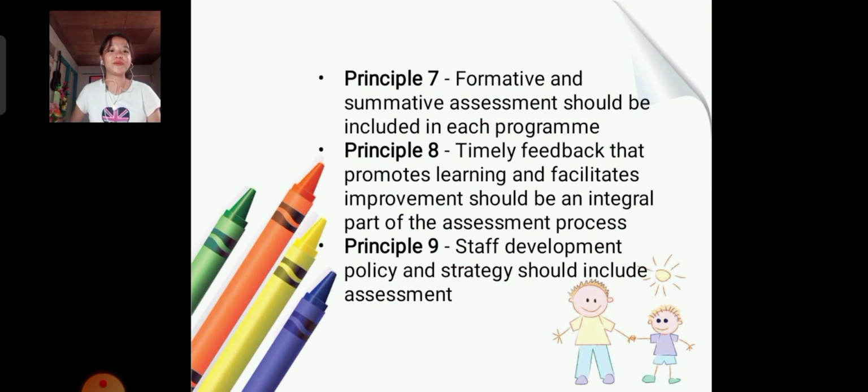And last, principle number 9, staff development policy and strategy should include assessment. All those involved in the assessment of students must be competent to undertake the roles and responsibilities.